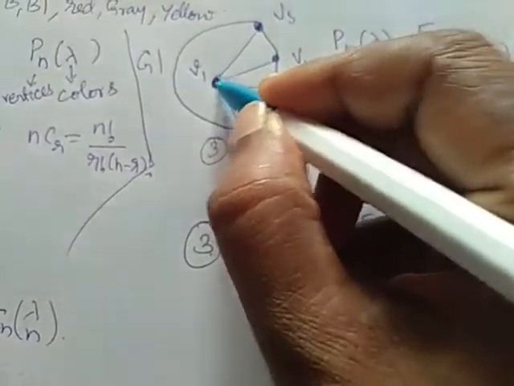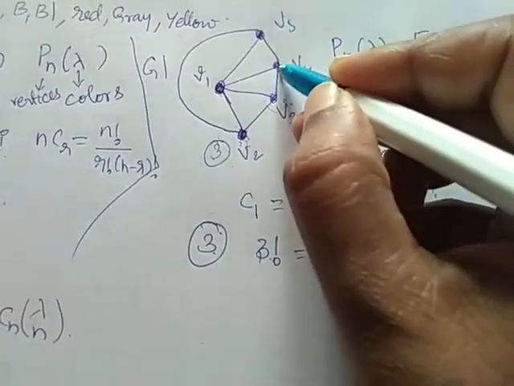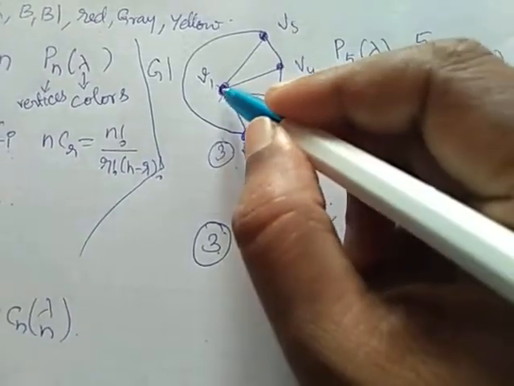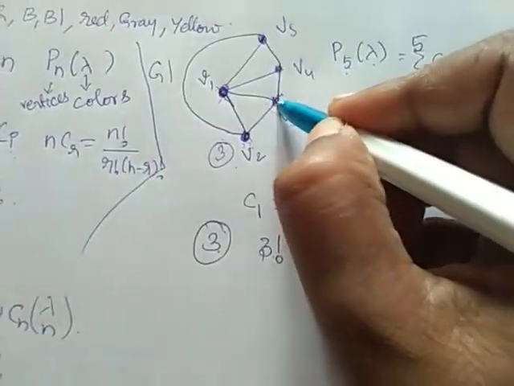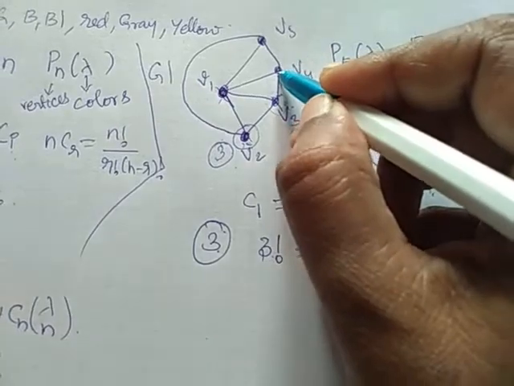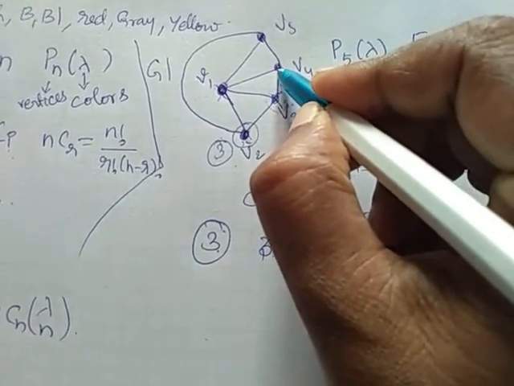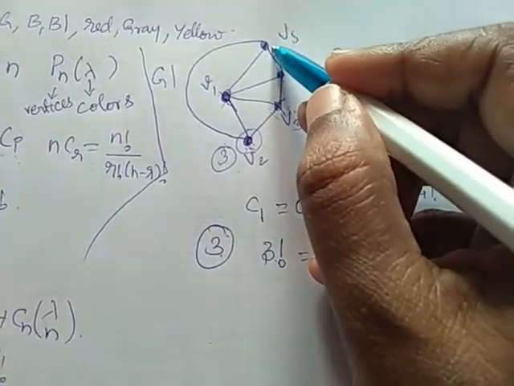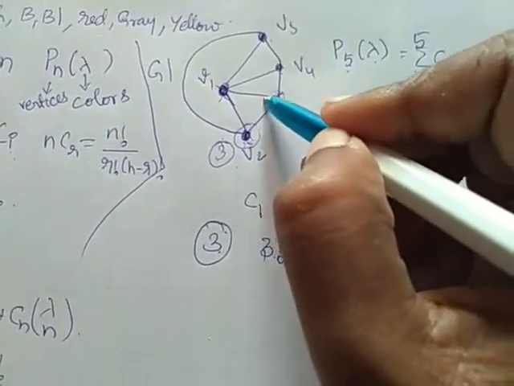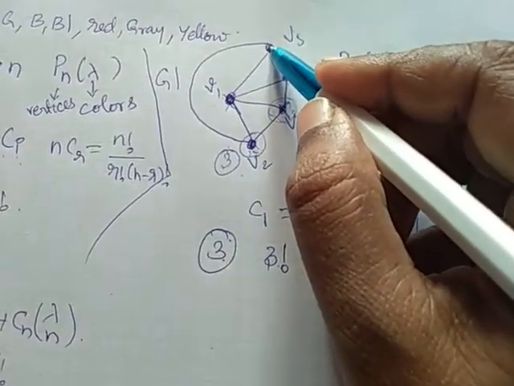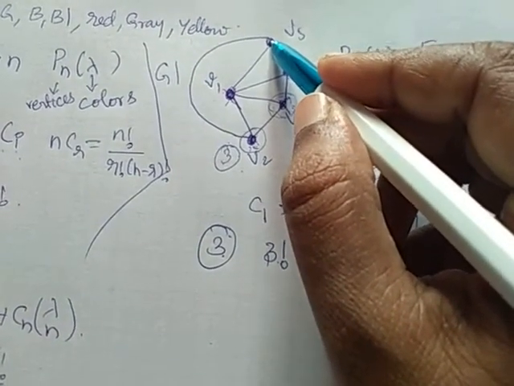Same way, since this is adjacent to V4, we cannot choose this color, we cannot choose this color. V4 is adjacent to V1 and V3. So, whatever color we have chosen for V2, the same color we will give for V4. Similarly, V5 is adjacent to V4 and V1. So, obviously, whatever color we have chosen for V3, the same color we will choose for V5. We don't have any other options, right?